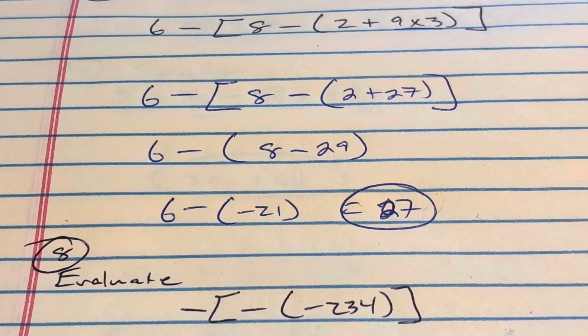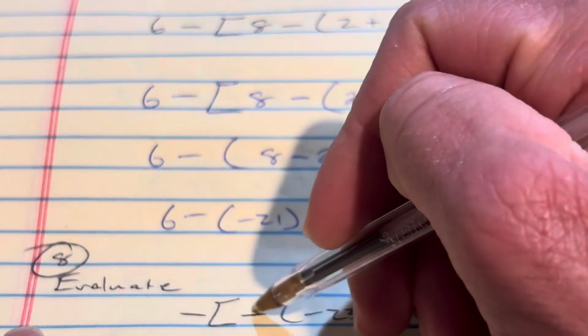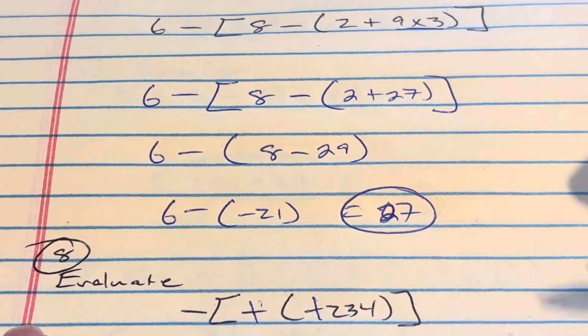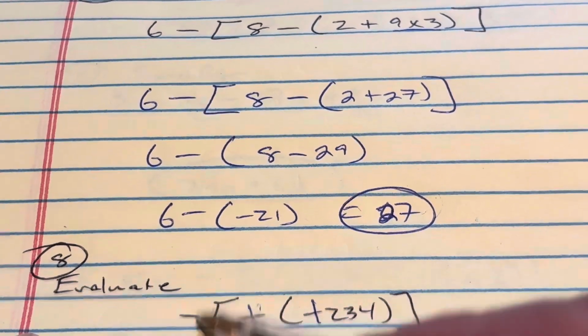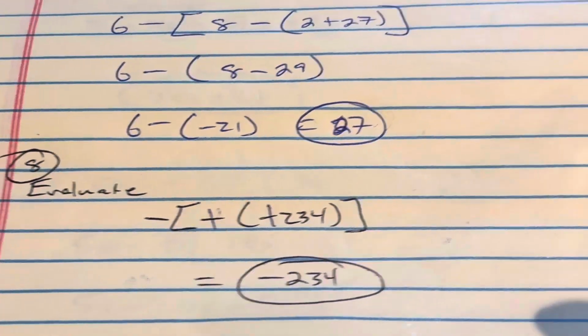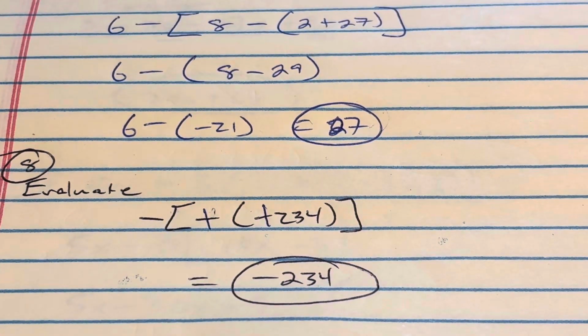What is the opposite of the opposite of the opposites? 234. Well, a negative, you can think of a negative times a negative, or to subtract a negative, that's going to be positive. And then what's waiting for it on the outside? A negative. So it's still going to be negative 234.